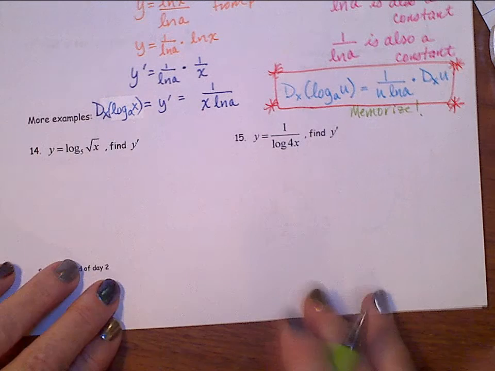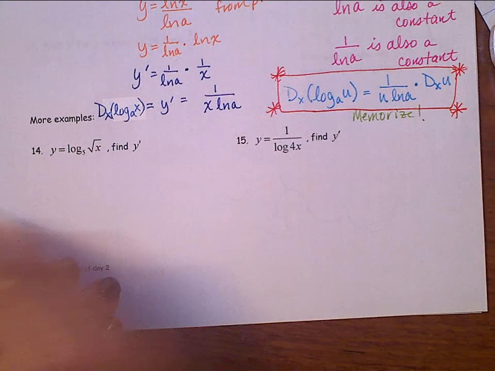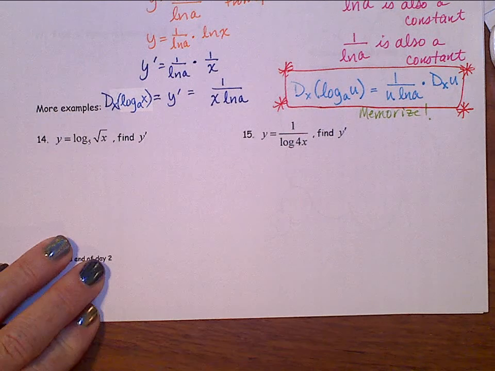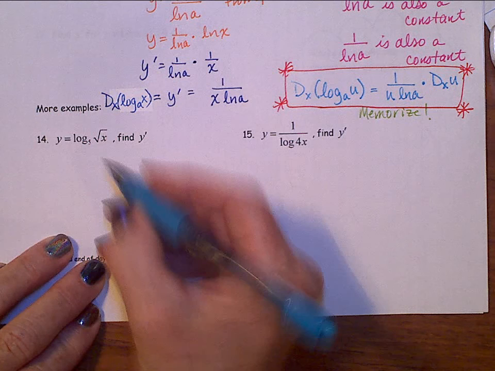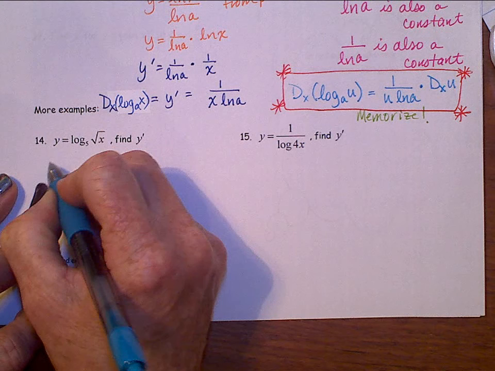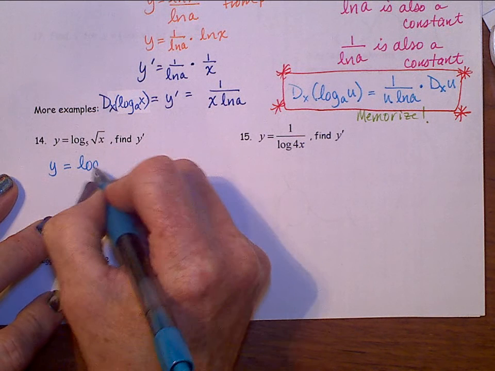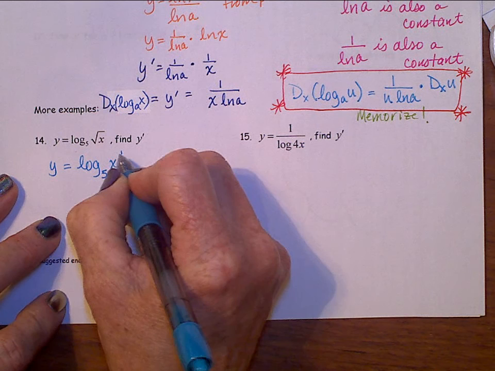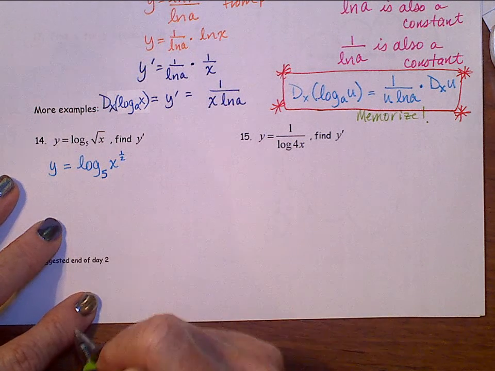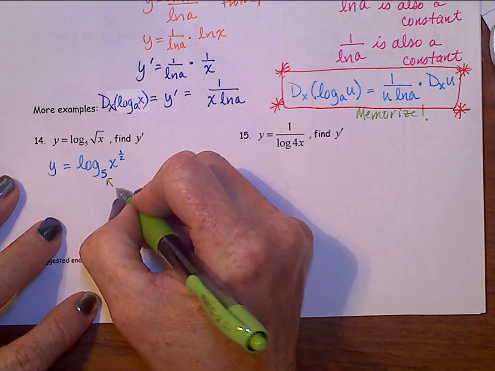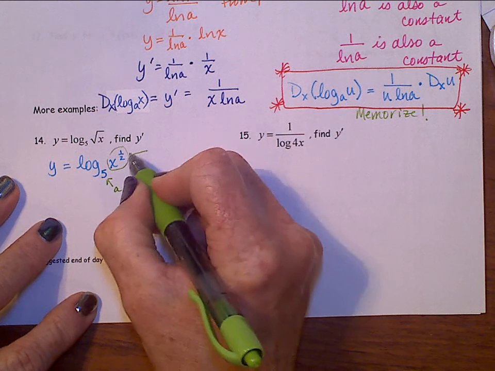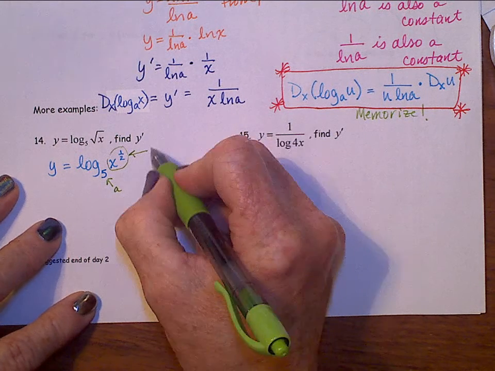This first one, y equals log base 5 of the square root of x. I want you to find y prime. When we do this derivative, the first thing we'll do is rearrange this function so I don't see that square root anymore. And we have y equals log base 5 of x to the half. Here's the a, the 5 is the a, and this x to the half, that's the u.